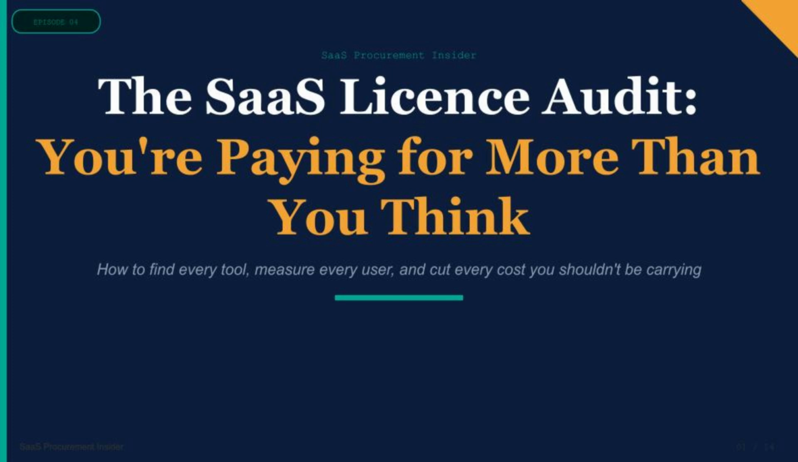Shadow IT, departmental purchases made without procurement involvement, subscriptions that started as a free trial, someone put in a credit card, and they've been renewing automatically ever since. In this episode, I'm going to walk you through the exact process I use to audit a SaaS portfolio from scratch, how to find every tool your company is paying for, how to measure whether anyone is actually using it, and what to do with that data before your next renewal.